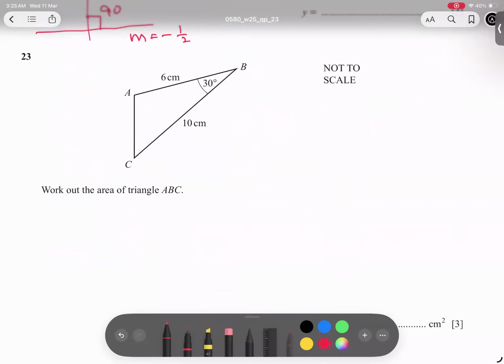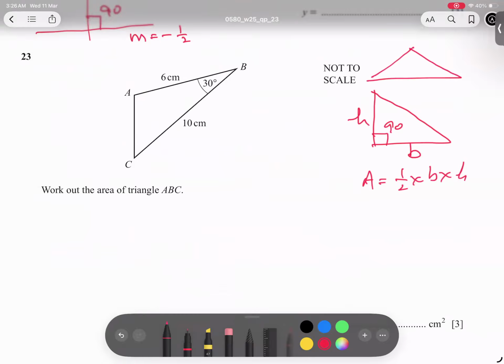Area of a triangle, and we have two kinds of diagrams. If we have a 90 degree angle given, this is called the base, this is called the height. So area is half into base into height. Even if we are given this diagram, this is called the height and this is called the base. So the same formula. But when we don't have a 90 degree angle like in this diagram, the area of the triangle formula is half into a into b into sine theta.